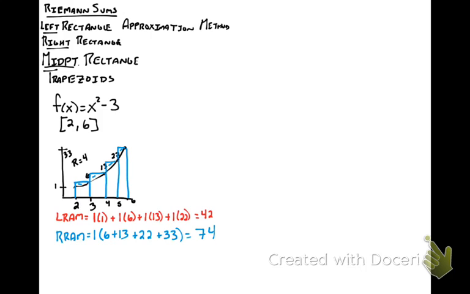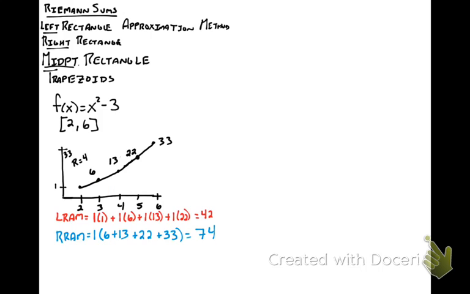Now the midpoint rectangle, I just noticed I spelled rectangle wrong up here, so let me change that, because that's going to bother me now that I finally noticed it. The midpoint rectangle just means that we're taking the height at the midpoint between the left and the right side. So this one I'll do in green.